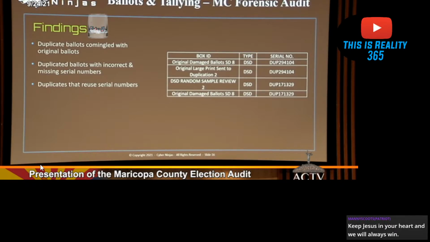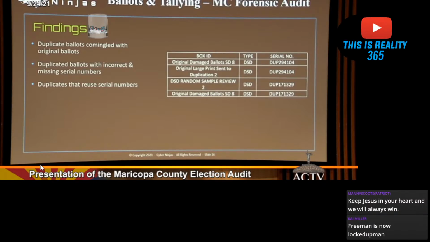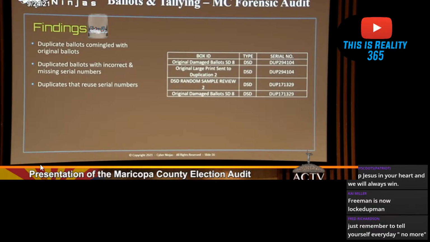And specifically, if you ever take a look at a large print ballot, they're huge. They're very, very large. So it's not just that something was photocopied or anything like that. They literally use the same serial number on otherwise unrelated ballots.